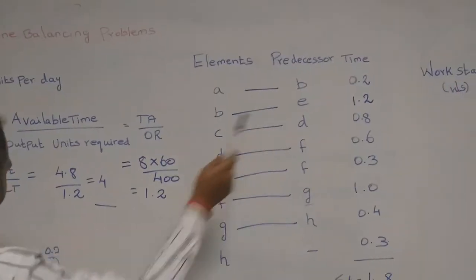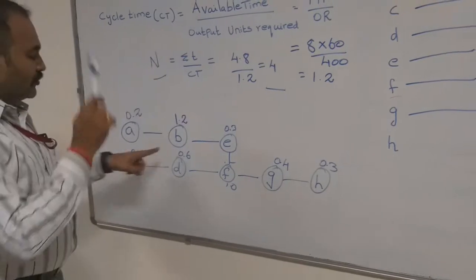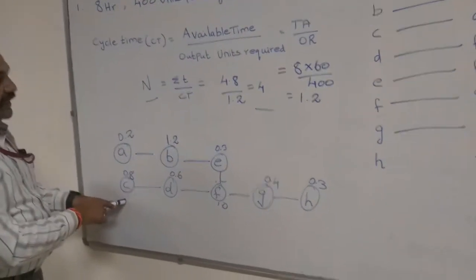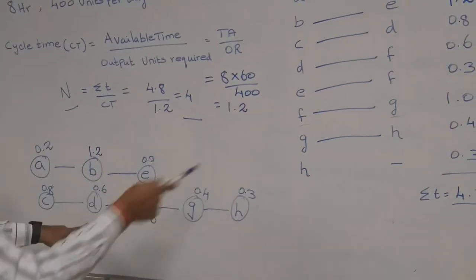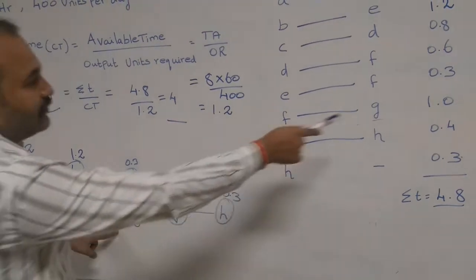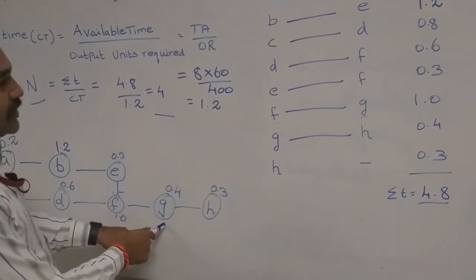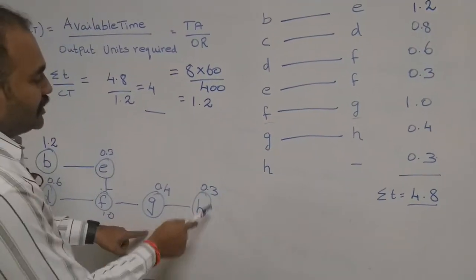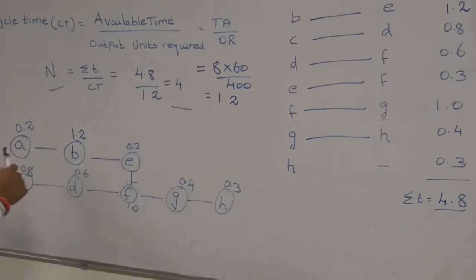Similarly, C goes to D. We do not have a C node yet, so we start a new node C. The C value is 0.8. C goes to D, and next D goes to F. The F value is 1.0. Then E goes to F, then F to G, then G to H. Like this, the values are given sequentially. This is all about the line balancing.